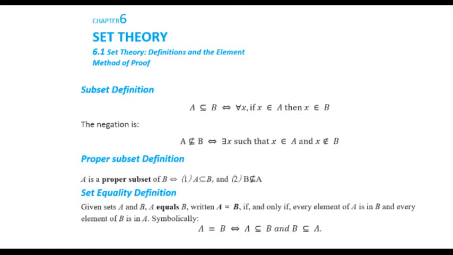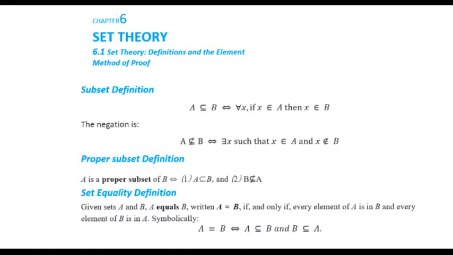Please note that in the definition of subset, we had a universal conditional statement, so its negation becomes an existential statement with the negation of this conditional statement. You know that the negation of a conditional statement is the premise and the negation of the conclusion. That's why the negation of that looks like this. And this is a definition of A not being a subset of B.